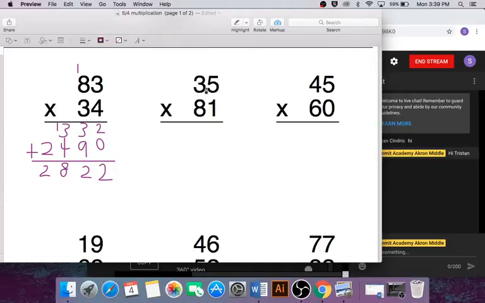Our next one, we have 35 times 81. We start with the 1. We do 1 times 5. 1 times 5 is 5. Then we're going to do 1 times 3. And 1 times 3 is 3.